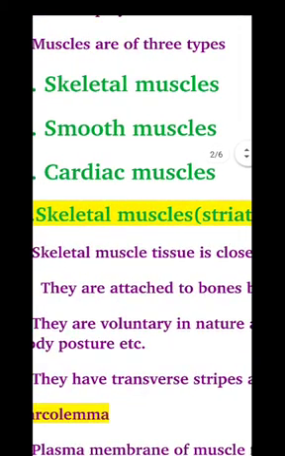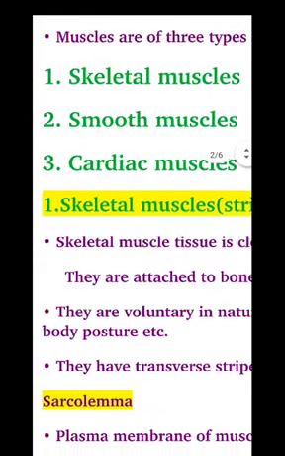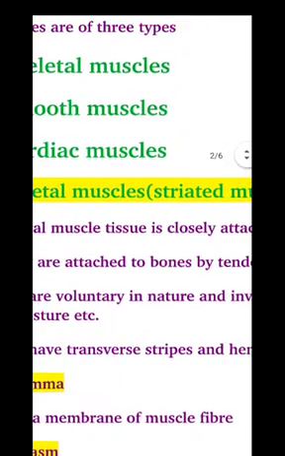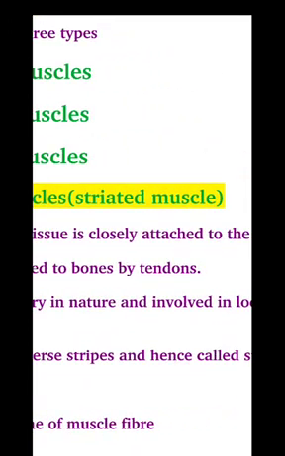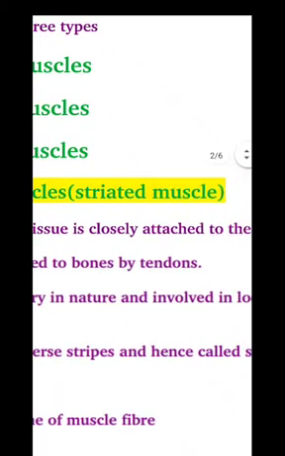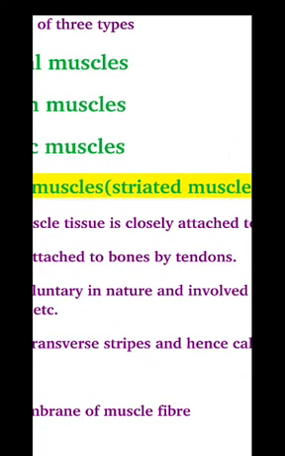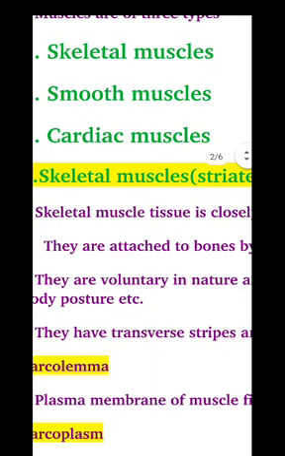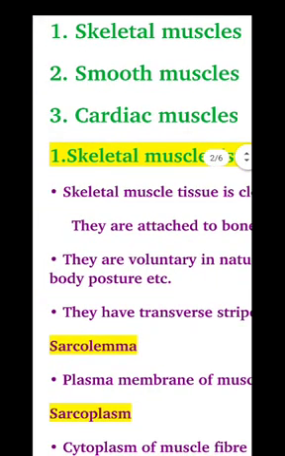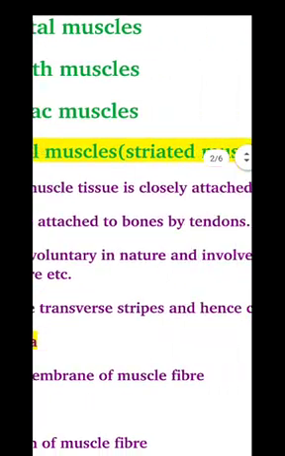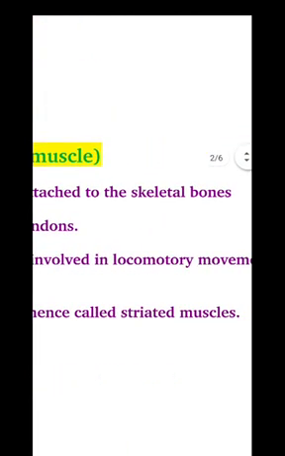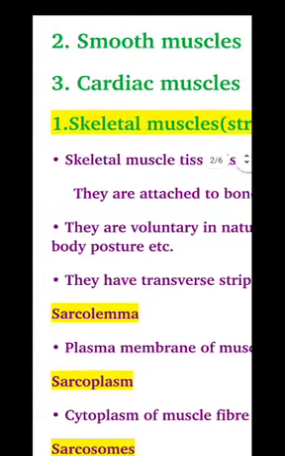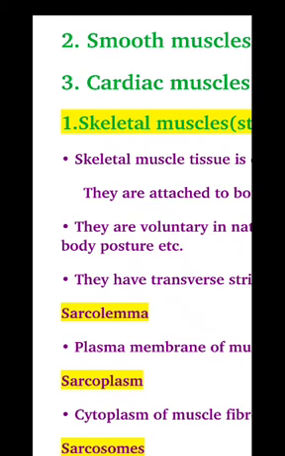The muscles which are attached to the skeleton are known as skeletal muscles, and they are attached to bones by tendons. Tendon and ligament we have studied, connective tissues which connect bones and muscles. They are voluntary in nature and involved in locomotory movements and body posture, etc.